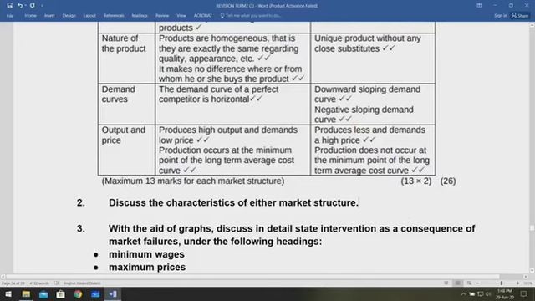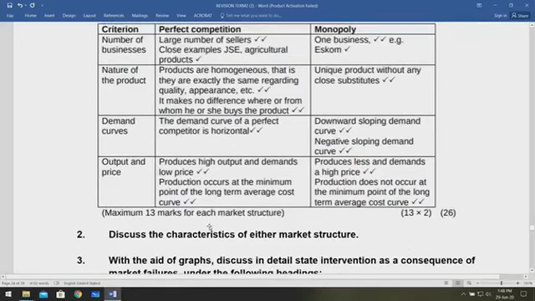Right, and then essay number 3. So when it comes to imperfect markets, these are the only kinds of questions that can be asked in terms of an essay: either discuss the characteristics or compare one of the imperfect markets with a perfect market. 10 markers, as I said, out of the box. Anything can be asked. But question 3 here deals not with perfect or imperfect markets, but with market failure.